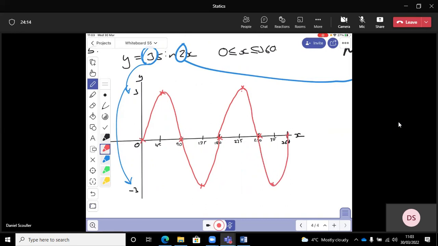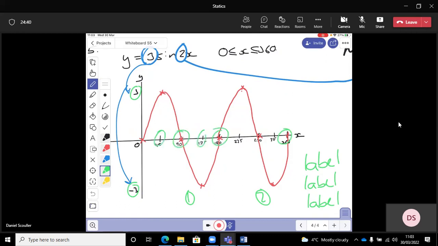So one wave, two waves. There's a milestone every 45. Label, label, label. You get a mark for labels. Label the maximum, minimum. Label your milestones.